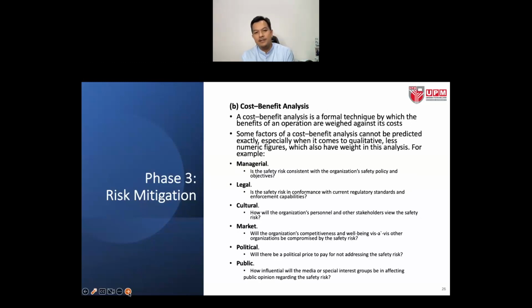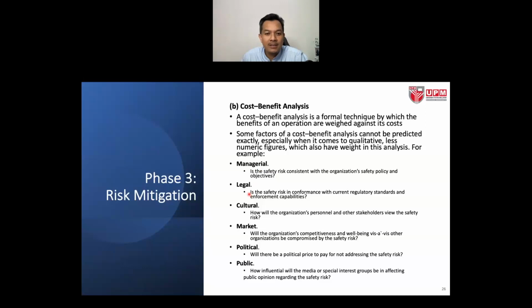How about cost benefit analysis? CBA. A cost benefit analysis is a formal technique by which the benefits of an operation are weighed against its cost. That's why we call it cost benefit analysis. Some factors of a cost benefit analysis cannot be predicted exactly, especially qualitative, less numeric figures which also have weight in this analysis. For example, managerial: is the safety risk consistent with the organization's safety policy or objective? This is quite difficult to quantify.